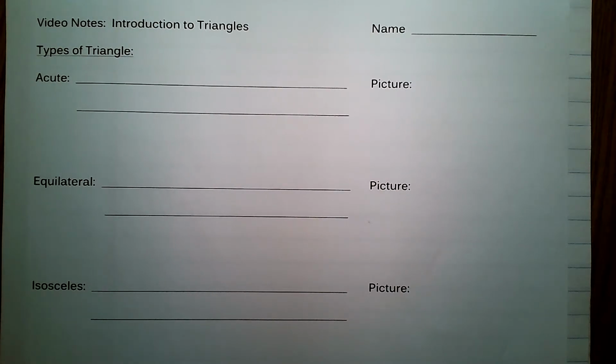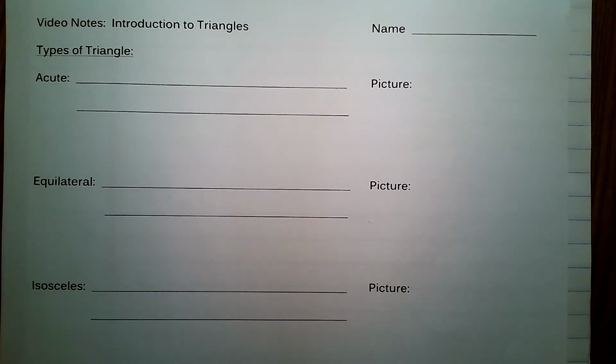Today we're going to look at how to classify triangles. Now this will most likely be a review for you, so I'm going to go a little bit faster than usual. Okay, first we're going to talk about the word acute and what that means when we're talking about a triangle. We know what an acute angle is.